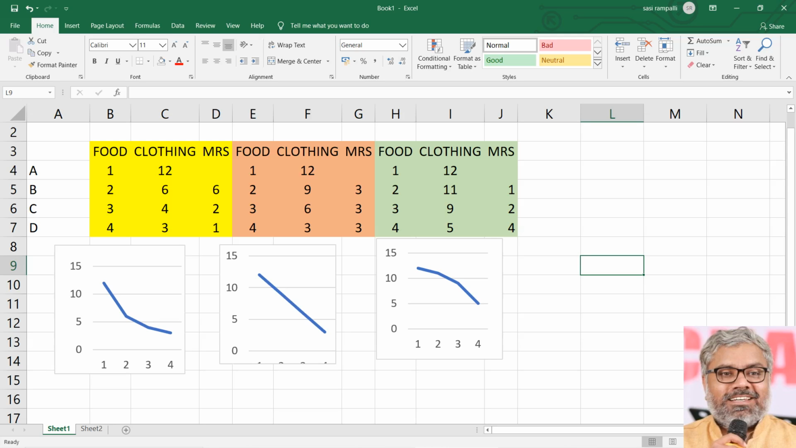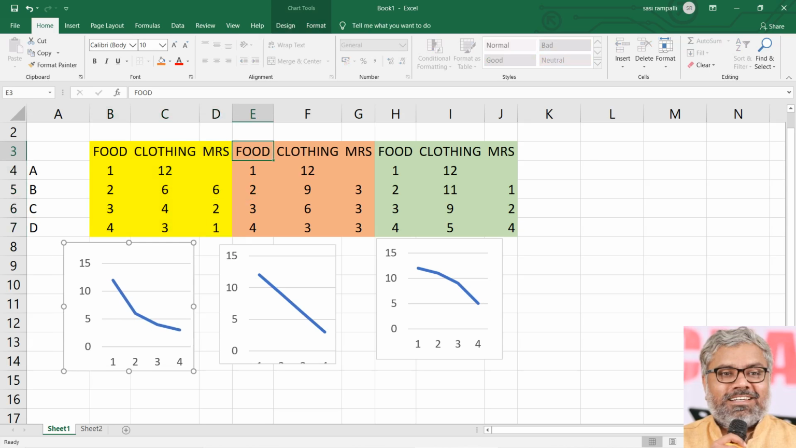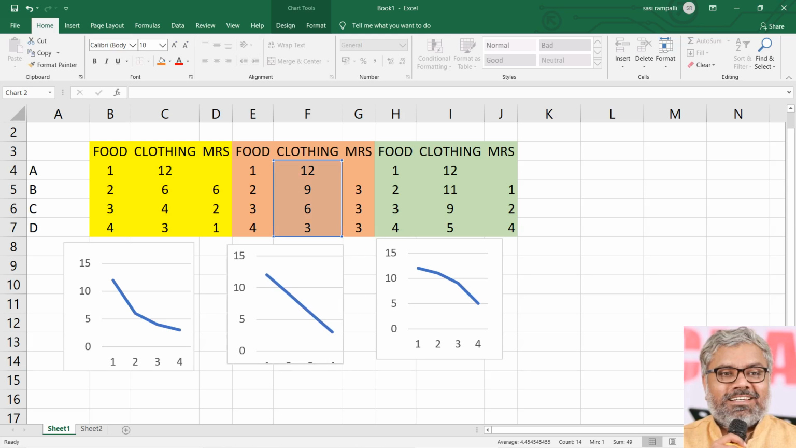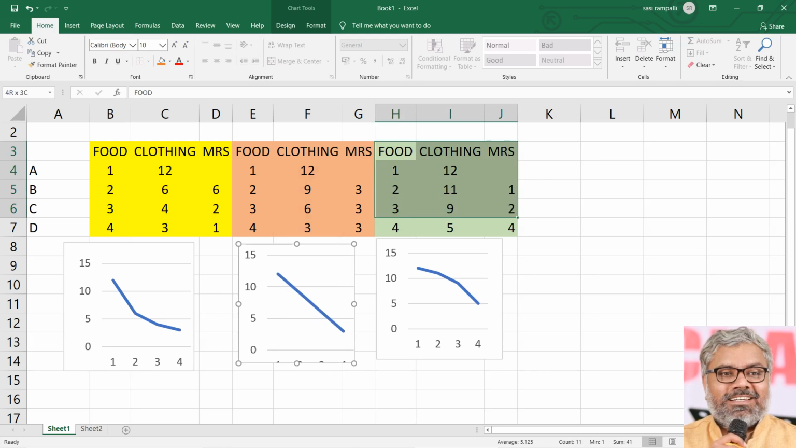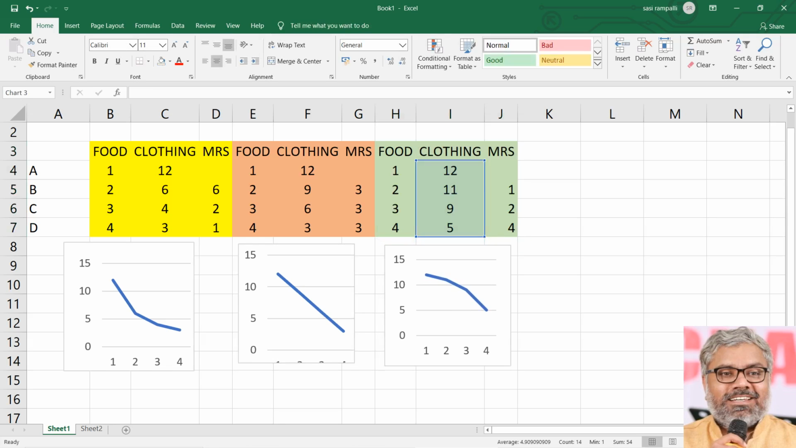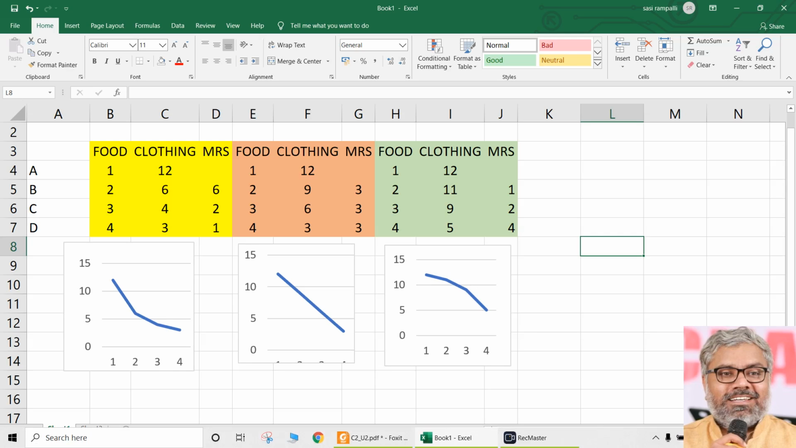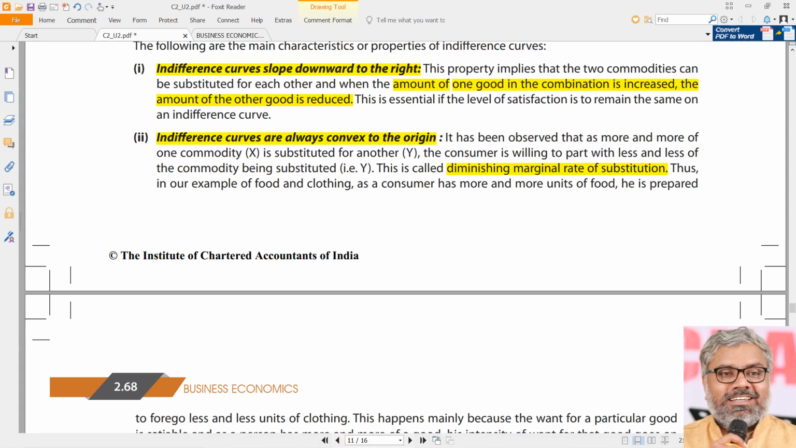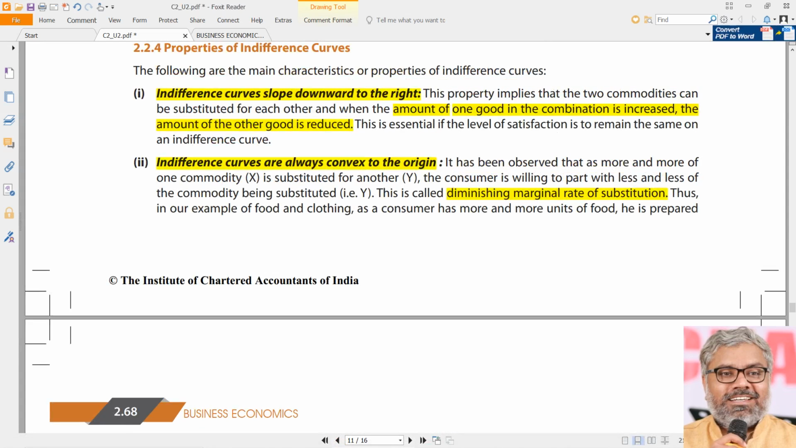If it is diminishing, which is normal, that is the first case. This case, which is the normal case, then the indifference curve is convex to the origin. If the marginal rate of substitution is constant, then the indifference curve is a straight line. If it is increasing, then the indifference curve would have been concave to the origin, which is not going to happen. Normally, the marginal rate of substitution is diminishing. Why is that? Once again, because of diminishing marginal utility.